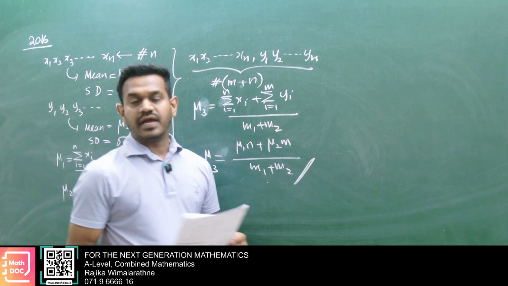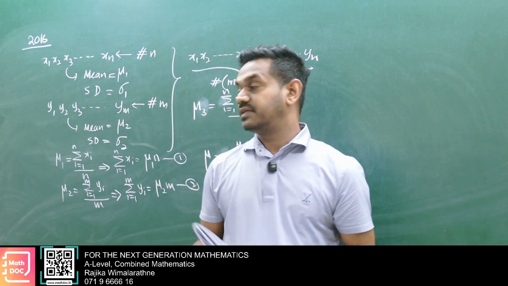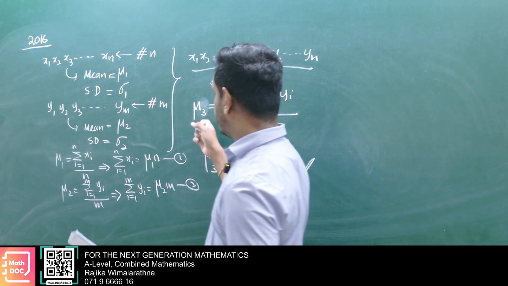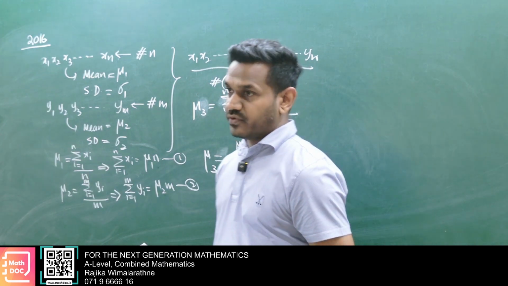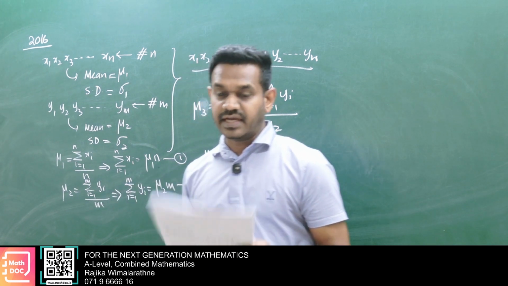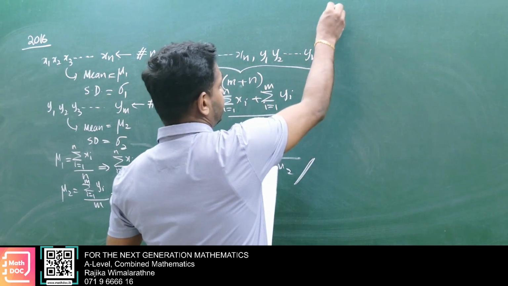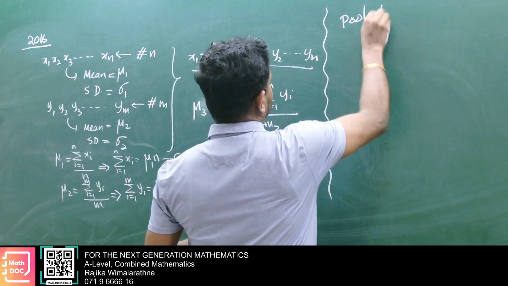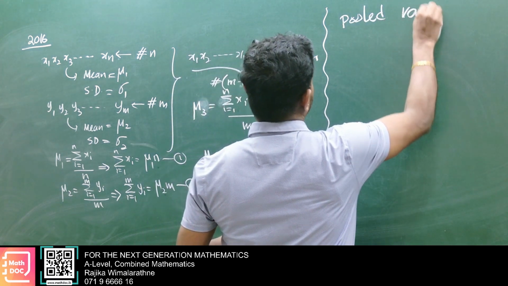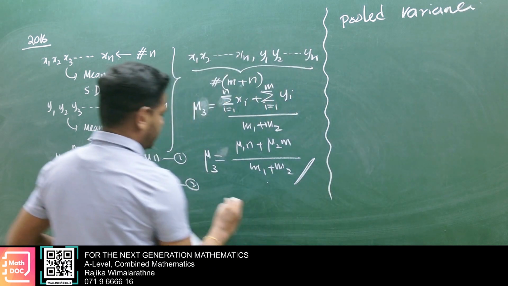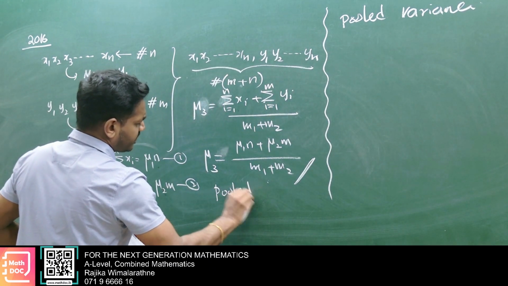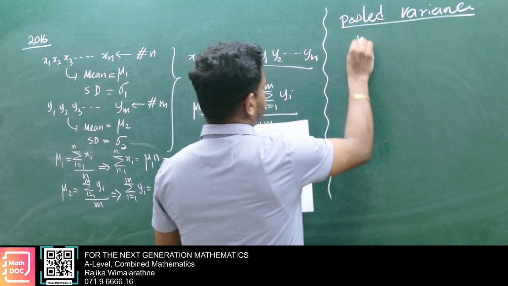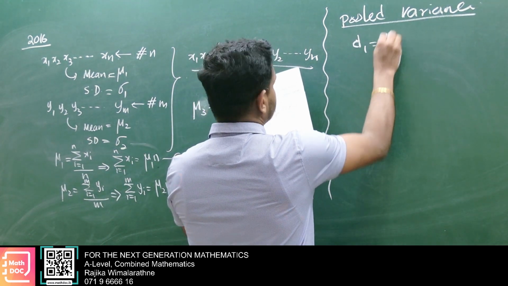Okay, then we need to calculate the pooled variance. This is the pooled mean. We have to calculate the pooled variance. The steps are given here. D1 is given. Here is the pooled mean. Pooled variance proof, then D1 given.